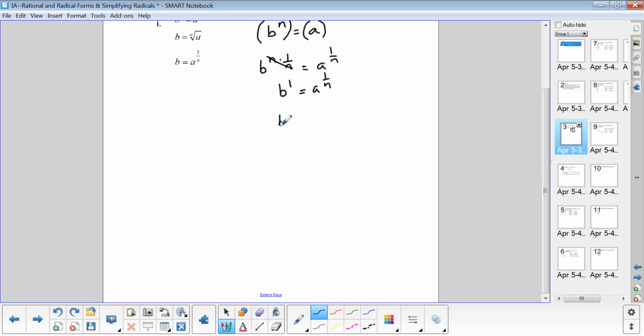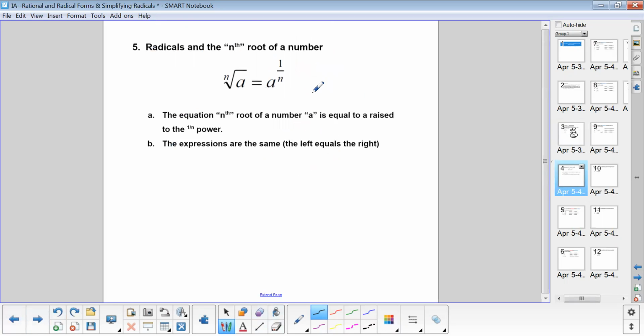And this can also be written with a as the radicand and n as the root or the index. So both of these equal the same, b to the first power. Here's your rational form and here's your radical form. And that's what this example discusses. It just shows how both are equivalent. And just remember that n represents the root and the numerator represents the power.